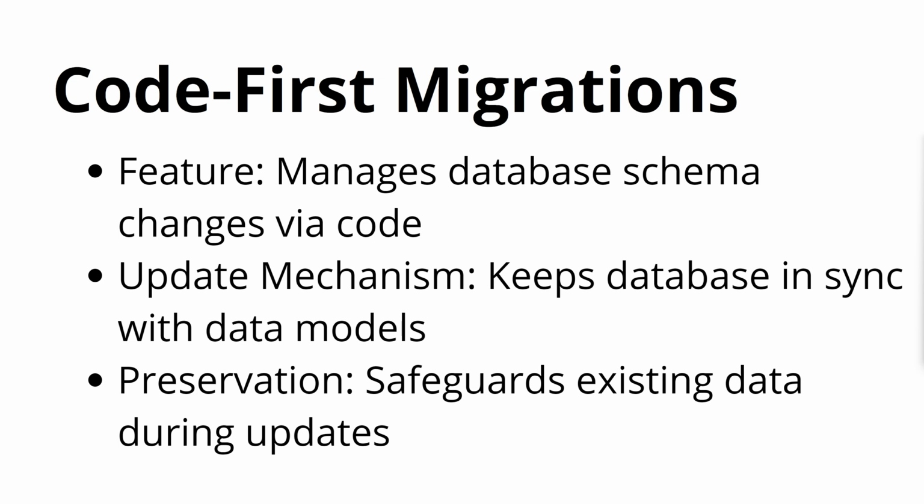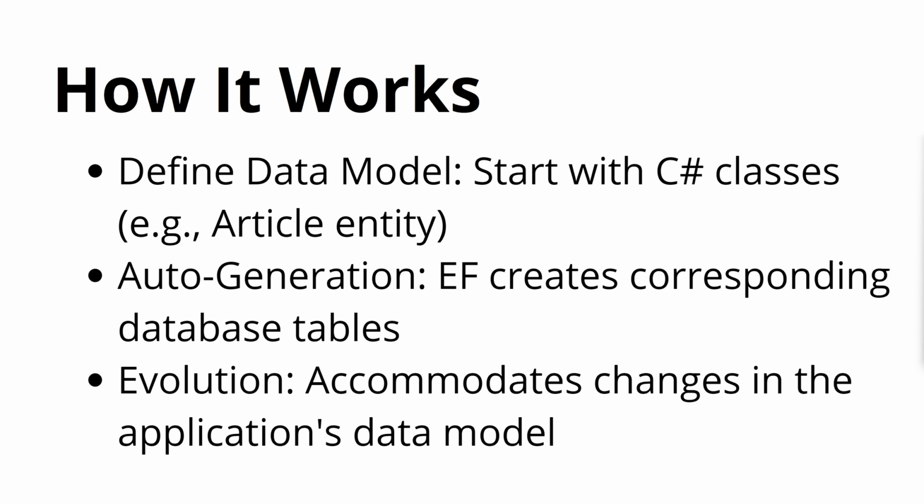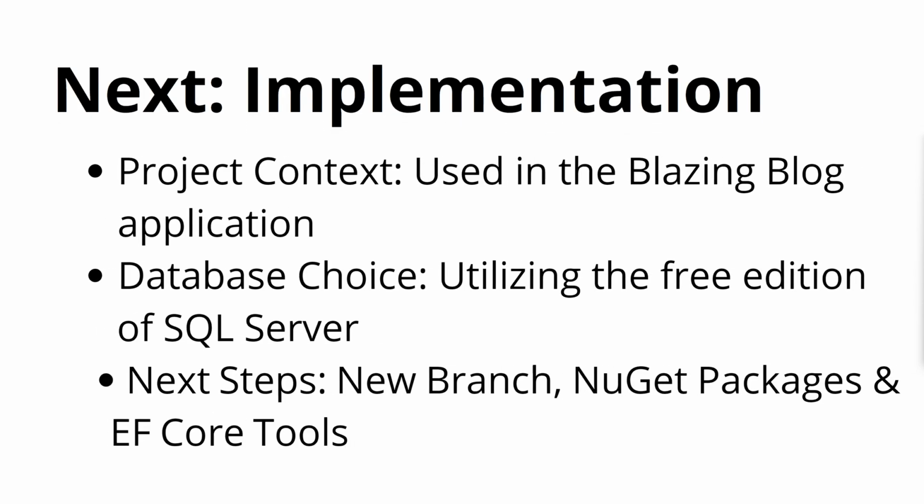Now, it provides a systematic way to update the database to keep it in sync with your application's data model while preserving existing data. When using code-first migrations, in general, you'll start by defining your data model using C# classes, like the article entity, for instance. Entity Framework will generate the corresponding database tables based on these classes. So, in essence, we will see a representation of our article entity as a table in the database. As your application evolves and you make changes to the data model, code-first migrations will help you apply these changes to the database. And that's pretty much it.